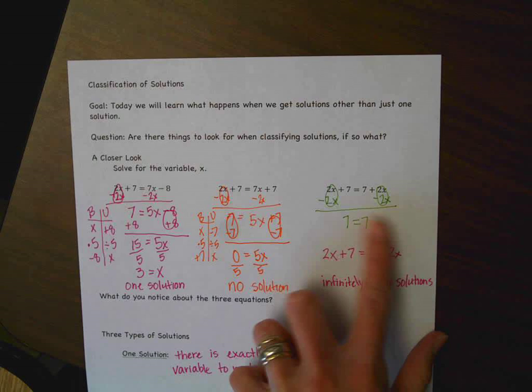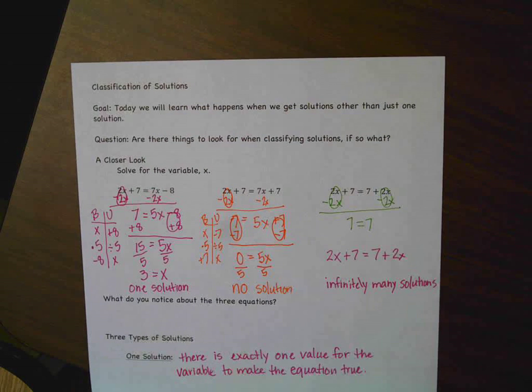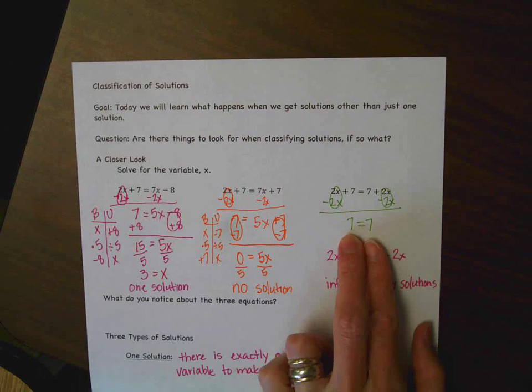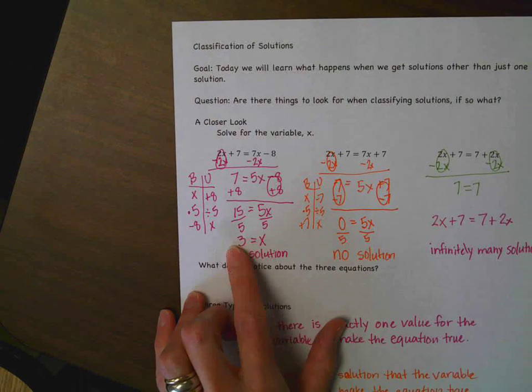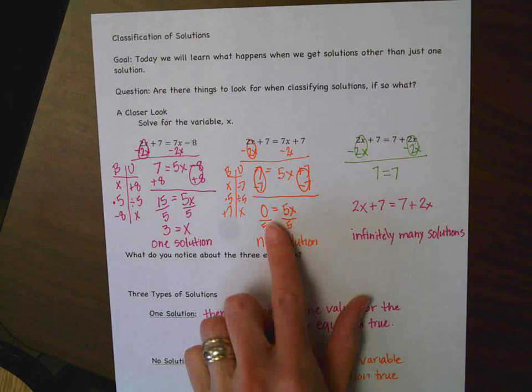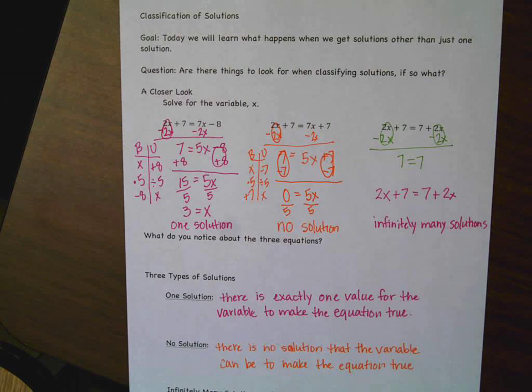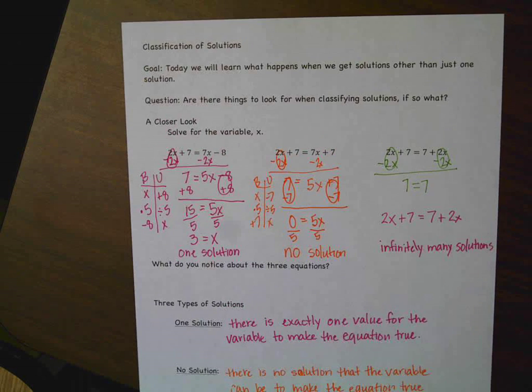When you get to looking for patterns, if you subtract off the variable and it's gone, poof, and the only thing you're left with is the constant equals the constant, then you know it's infinitely many. If you know that the variable equals exactly one number, then that's one solution. And if you're trying to divide 0, you can't. Because when you have nothing, you can't break it up into groups.